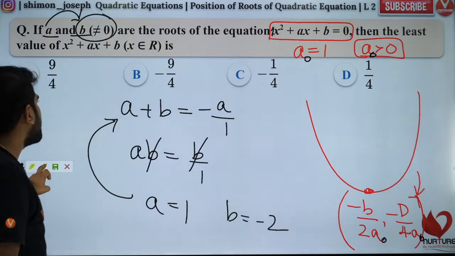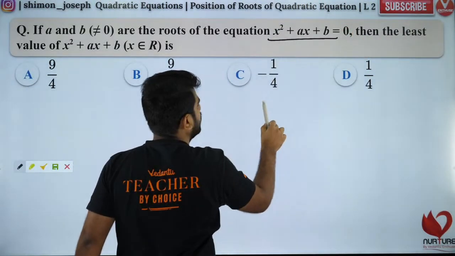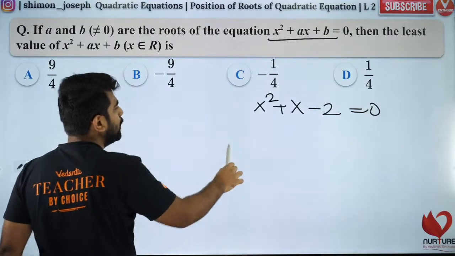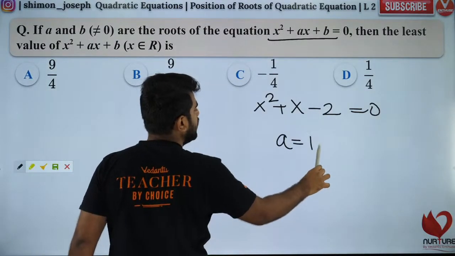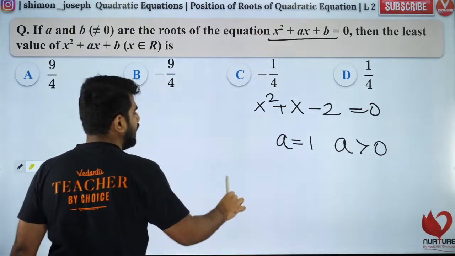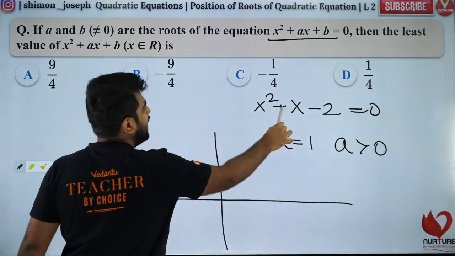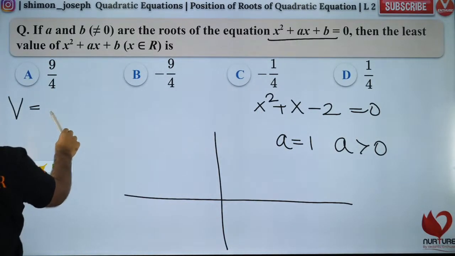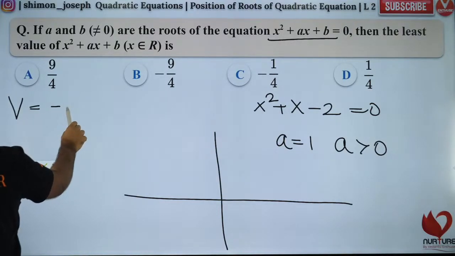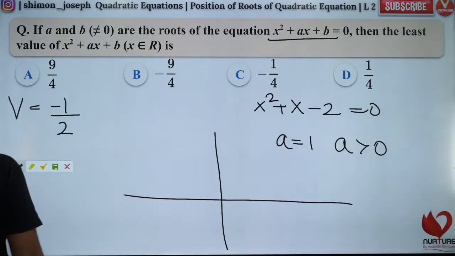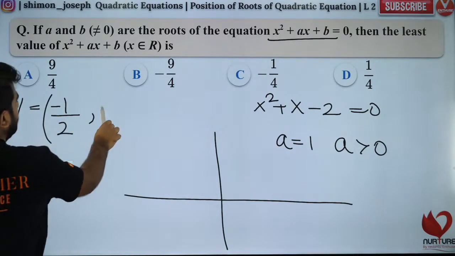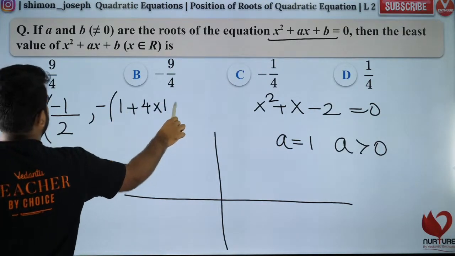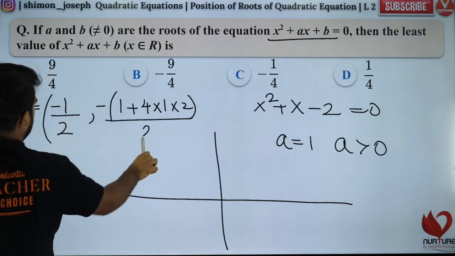Fantastic. So guys, now I got A and B. It's almost done. So put it back here. The graph is x square plus ax plus b equal to 0. How will you plot this? First of all, A is equal to 1, so it's an upward opening parabola. And where is the vertex? The vertex will be at minus b by 2a, which is minus of 1 by 2. And what is the y coordinate of the vertex? Minus b square minus 4ac, so b square plus 4ac by 2a.